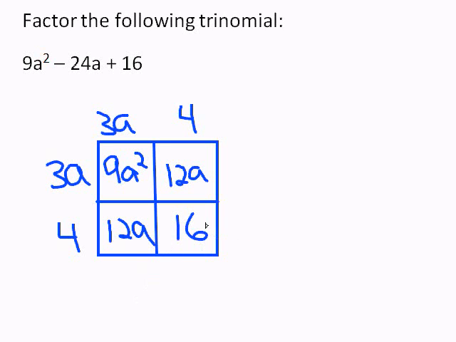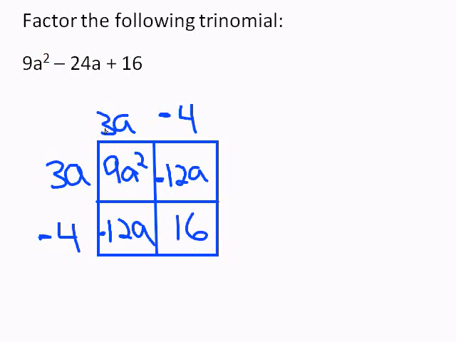Now, you'll notice when we add 12a and 12a, it gives us positive 24a, not negative 24. Well, we can change this up just a little bit by making the positive 4s both negative, which is going to change this to negative 4 times 3a, which is negative 12a. 3a times negative 4, going to give us negative 12a. It's going to change it up so that our middle terms add up to negative 24a, but negative 4 times negative 4 is still positive 16.